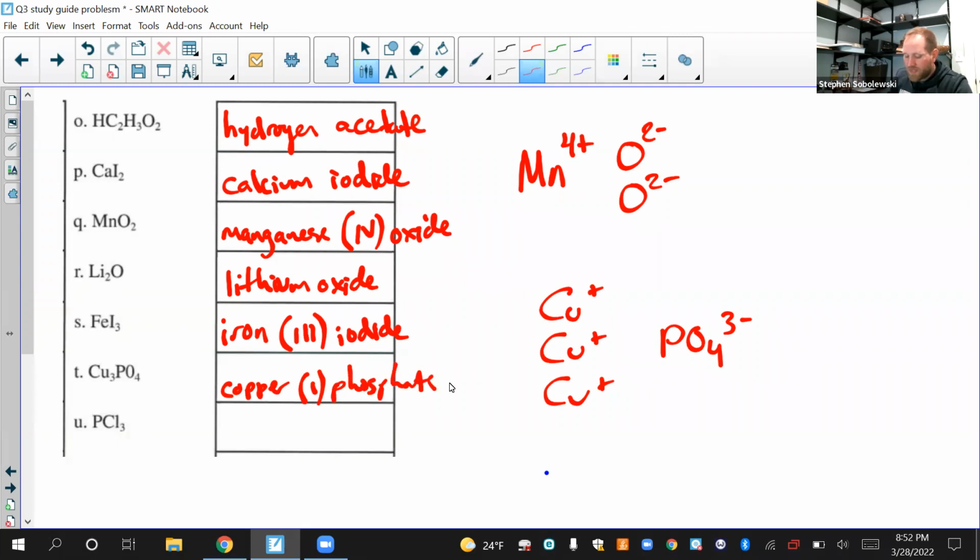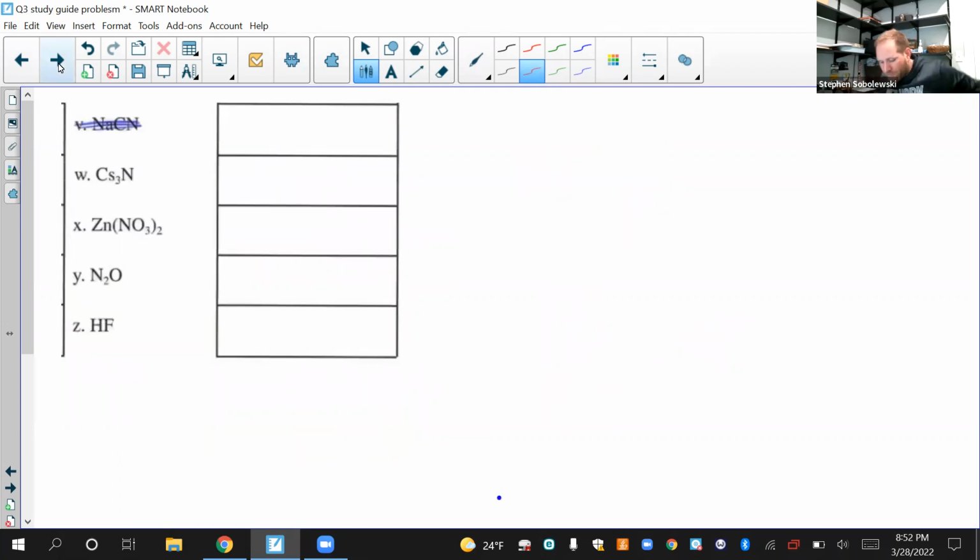Okay. PCl3, that's going to be phosphorus trichloride. And remember, no mono if it's just the first one that's alone. All right, a few more. Cs3N. Cs is cesium. It's a type 1 metal. So we just say cesium nitride. Next one is going to be zinc nitrate. Zinc is a type 1 metal. We know its charge, so you don't say zinc 2.